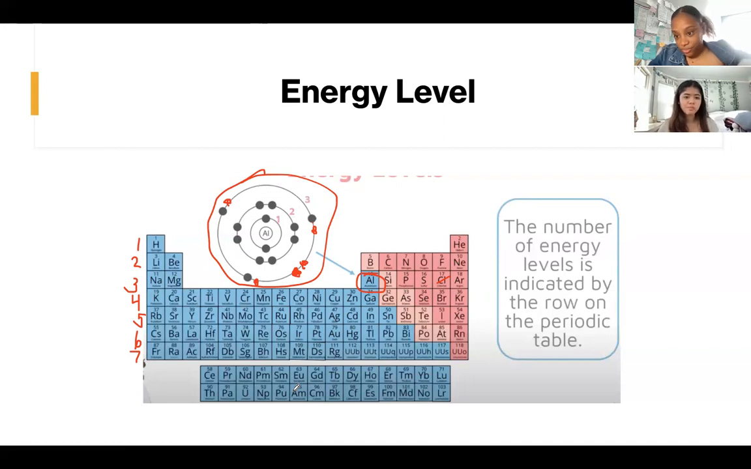Wait, so the amount of the circles are the orbitals, or wait. Let's see. Wait, what is it? 12, 13, 14, 15. No, it was 13, 14, 15, 16, 17, 18.